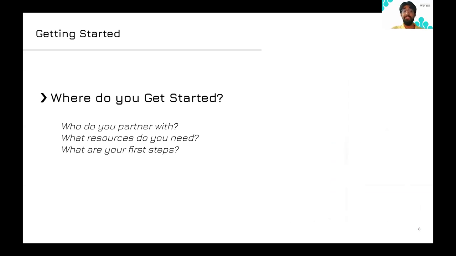And finally, if you have sorted all of these questions out, where do you get started? If you are someone coming from an industry standpoint, and let's say, ideal case scenario, you have the approval from your board and the funding you need to get started on a quantum application, who do you partner with? What kind of resources do you need to get started? And what are your first steps?